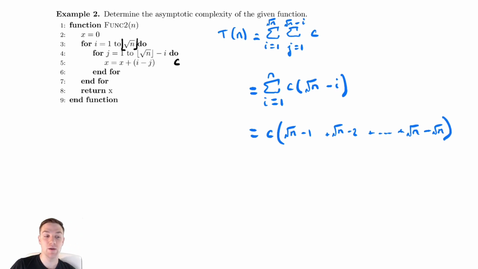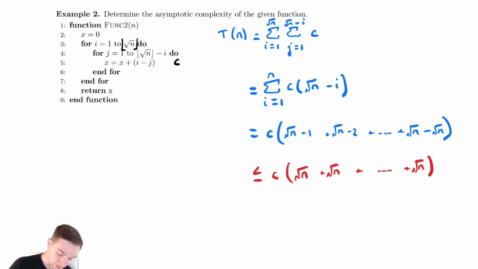To bound this above, we're going to replace term by term with the largest value appearing there, which is radical n minus 1. Or you could make your life easier and replace it with radical n, because that's an even larger value that looks similar and is more convenient. So we're going to bound this above, less than or equal to c times radical n plus radical n plus down to radical n.